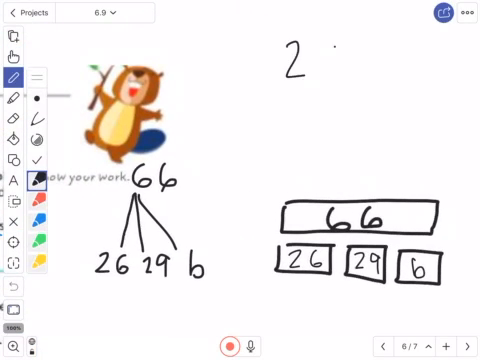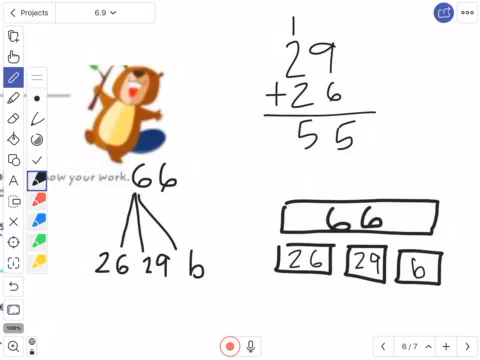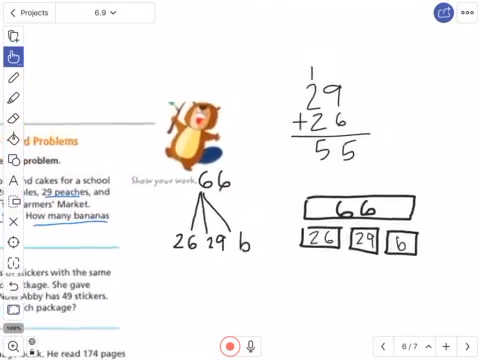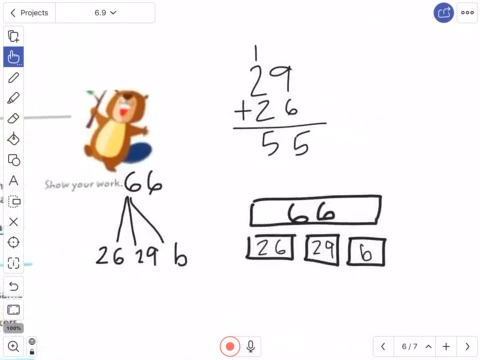I'm going to do 29 plus 26. I always like to put my larger number on top. 9 plus 6 is 15. Going to carry my 1 over on top. And 1 plus 2 is 5. Okay, so I have 55 apples and peaches together, but I have 66 total.